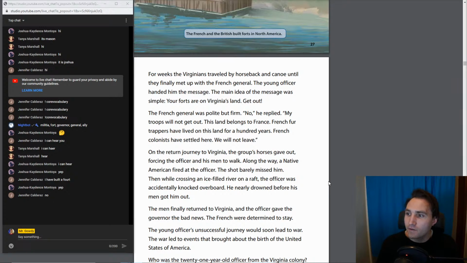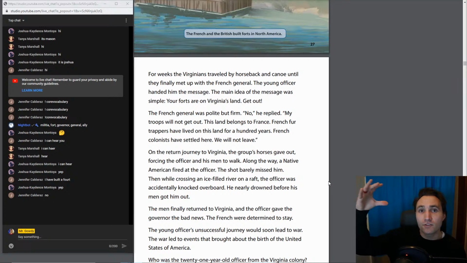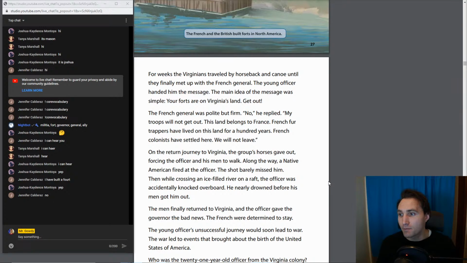Okay, so the young officer handed him the message. So the young officer sent from the governor of Virginia to the French general just handed him the message. So the main idea of the message was simple. Your forts are on Virginia's land. Get out. So the Virginia governor was saying to the French, your forts are on our land. Get out of here. The French general was polite but firm.